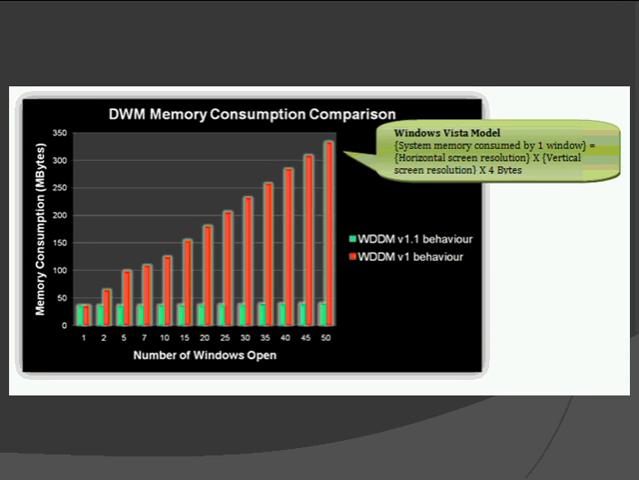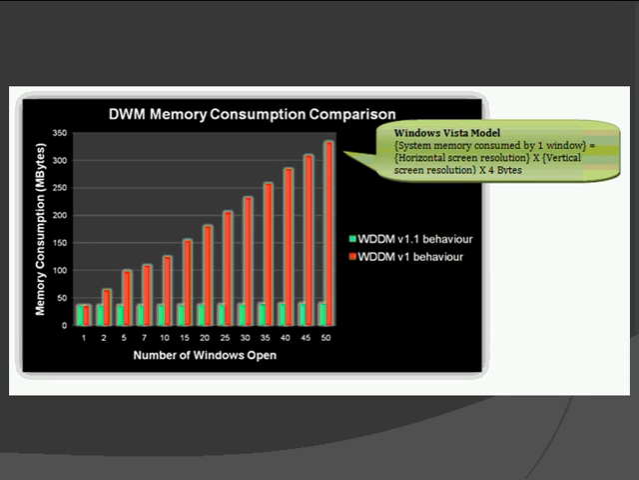Okay, what is the difference between WDDM v1 and v1.1? As I just told you, you can see the screenshot. The red bars represent WDDM version 1 and the green ones are 1.1. The chart shows you the number of applications and windows that are open, and how many megabytes of memory they are using.